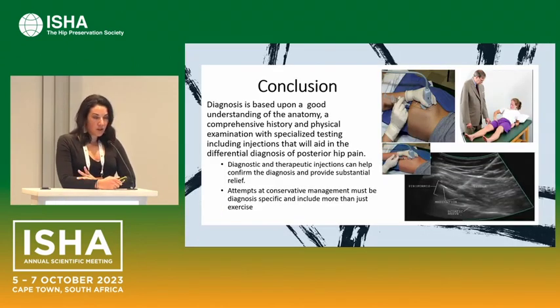So in conclusion, again, diagnosis is going to be the most important thing here. So an appropriate diagnosis, understanding of the anatomy, and a comprehensive history and physical exam. Diagnostic injections under ultrasound can be incredibly helpful in teasing out these patients and figuring out exactly what we're dealing with, and also giving you better time to deal with your conservative management.